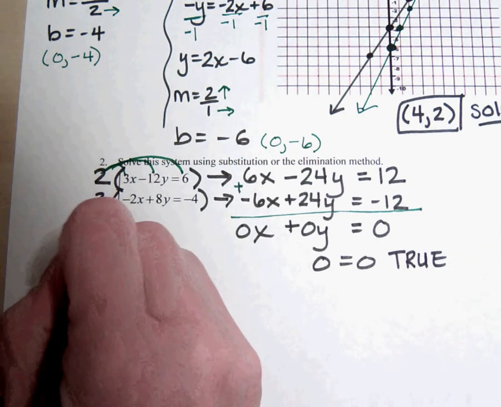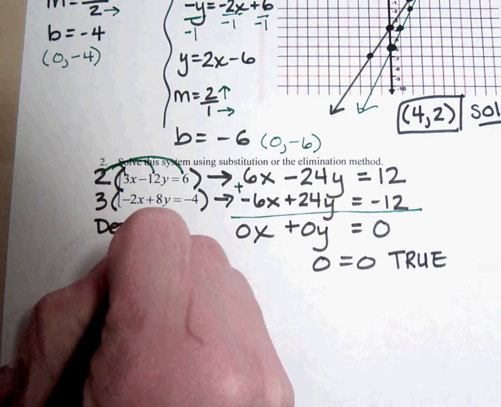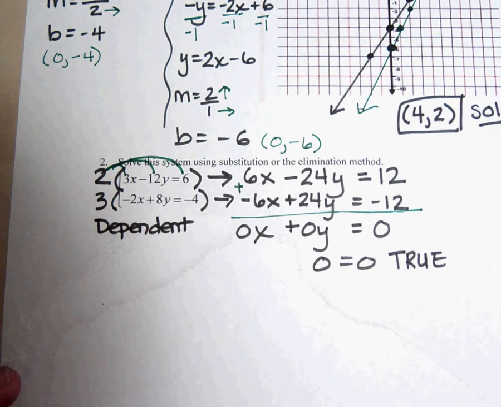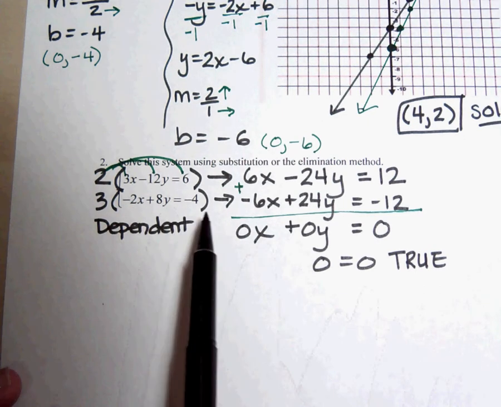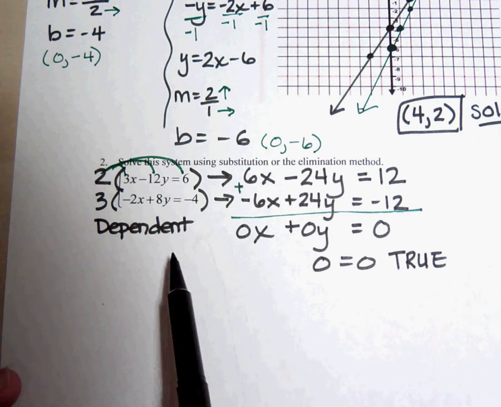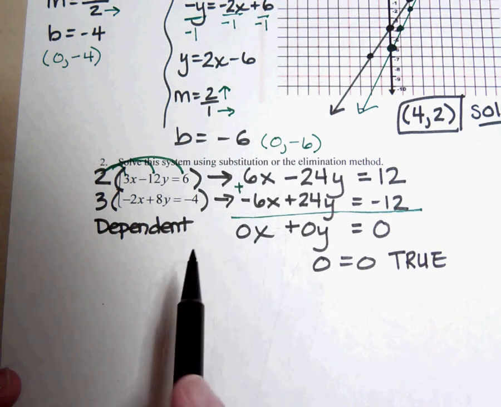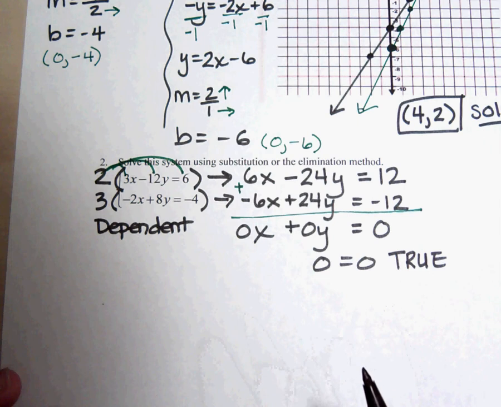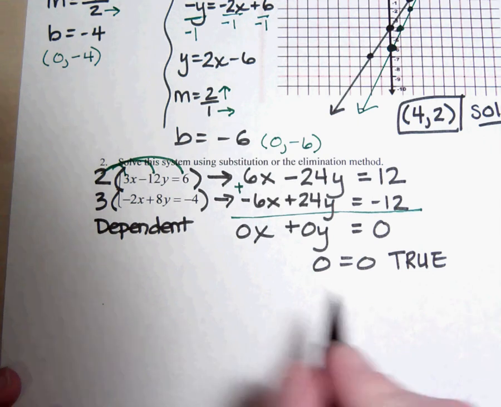This system is called dependent, which means there's an infinite amount of solutions, because really what I have here are two of the same equations. If I were to graph each of these, one line would graph right on top of the other. It would be the same line. So what that means is that there is an infinite amount of solutions.